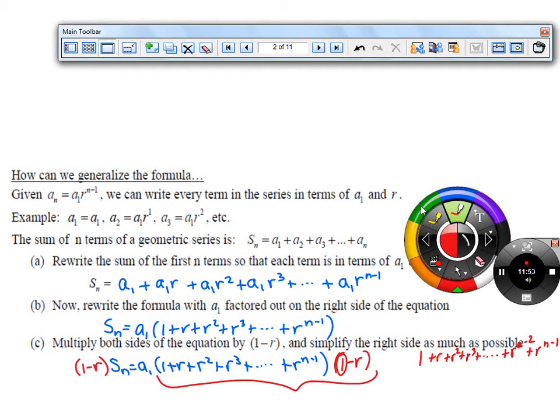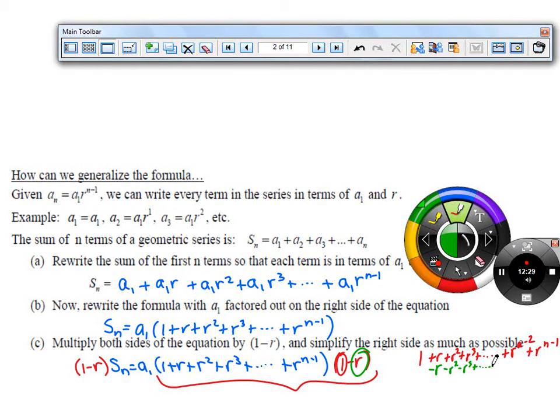Now let's say I went ahead and multiplied through by the negative r. And now I distribute that, because that's what we do with distribution, right? We distribute to every term in the set of parentheses, and then the next one. Negative r times 1 makes negative r to the first power. I'm going to line up my like terms, okay? Negative r times r makes negative r squared. Negative r times r squared makes negative r cubed. This is going to continue, okay?